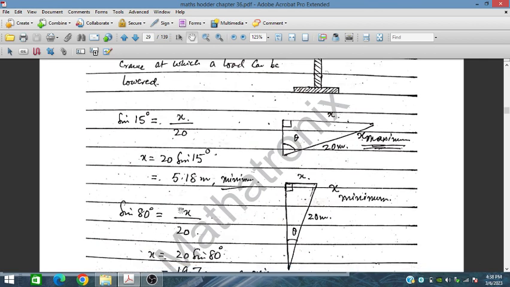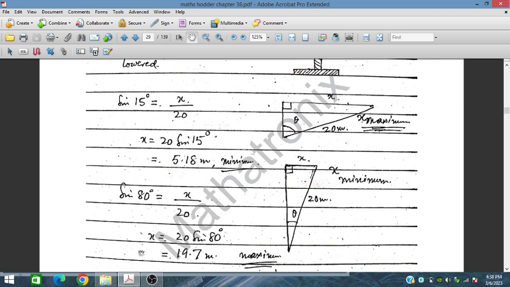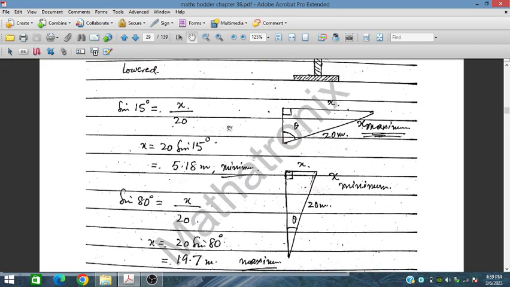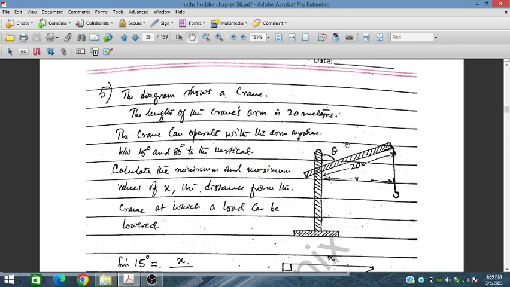For sine 80 degrees, x upon 20. The minimum is at 15 degrees and the maximum at 80 degrees. So 80 degrees gives 19.7. And 15 degrees, just a small angle, gives an x value of 5.18 meters. So this is very, very important. This is a simple question. Question number 5.